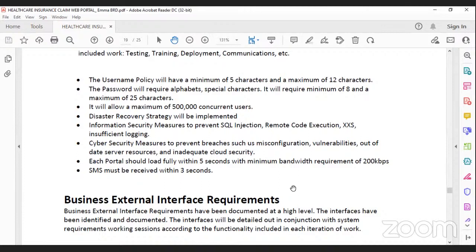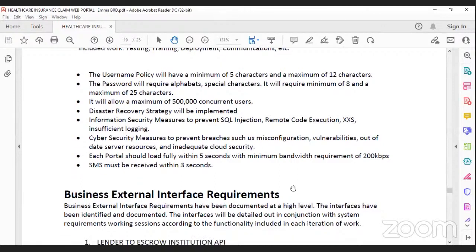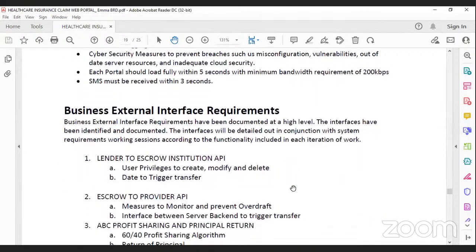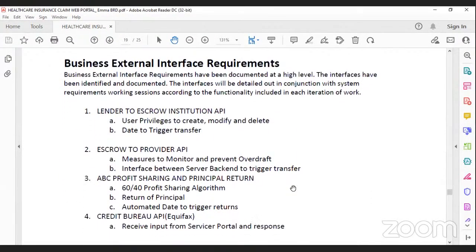Each portal should load fully within 5 seconds with a minimum bandwidth requirement of 200 kilobits per second. SMS must be received within 3 seconds. So these are some of the non-functional requirements that we came up with for review. Now, we came up with some external interface requirements that we will need to integrate into the system. And basically we are saying these are the interfaces that we are going to work together for each iteration of work, for each period of work. We would need some of these APIs to be able to run the system smoothly.